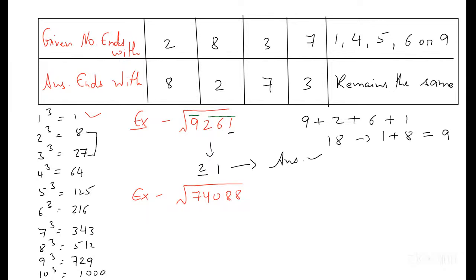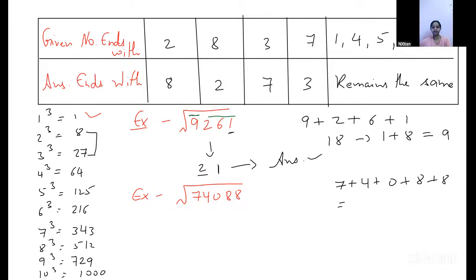74088. Firstly, do the digital root. 7, 4, 0, 8 and 8. Add up and tell me what the sum is coming to. 27. 2 plus 7, digital root 9. Okay, so it can be done.